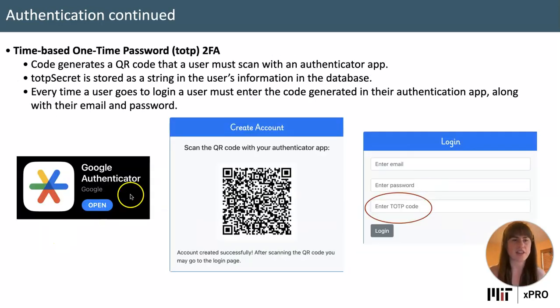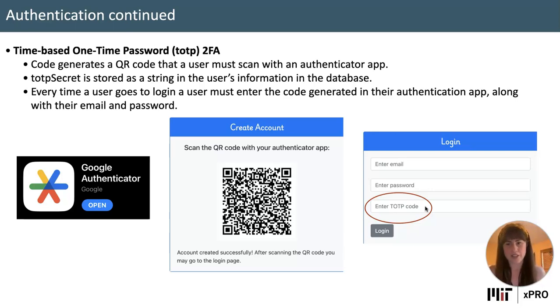The second authentication method I added is two-factor authentication using a time-based one-time password. When the user creates an account, they'll be prompted to scan a QR code with an authenticator app. I personally use Google Authenticator, but you could use any authenticator app you'd like. After you scan the QR code, you will have a TOTP secret that's stored in the database. And when you go to log in, you'll have to open your authentication app and enter the code that it gives you.